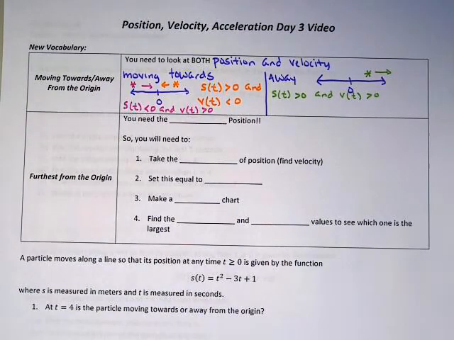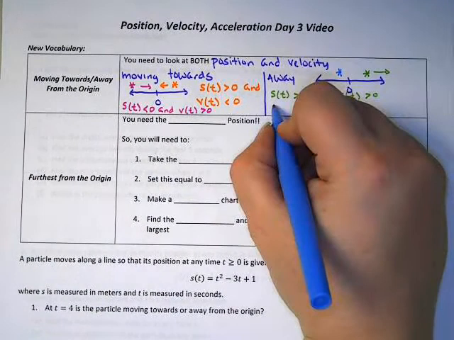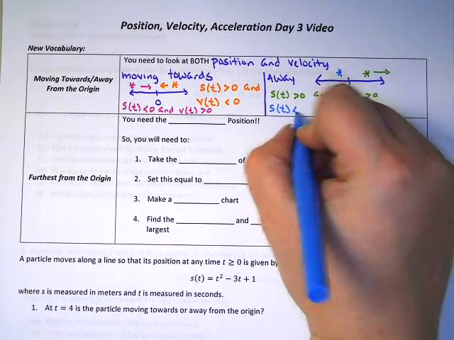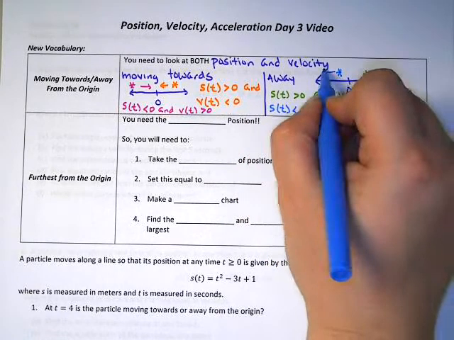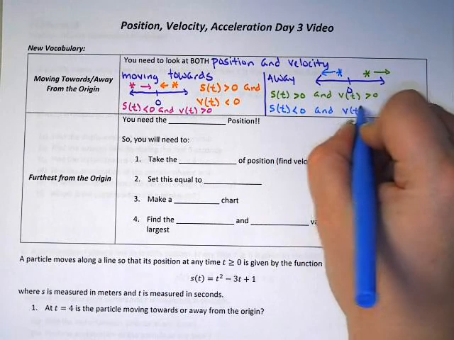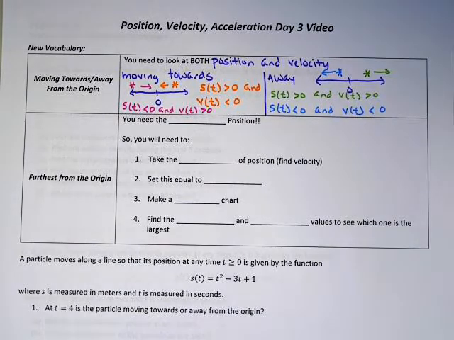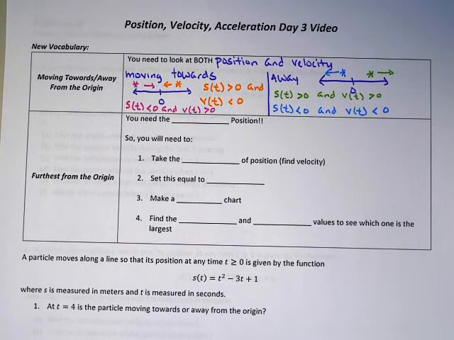The other option there could be that we start on the left, so my position, S of t, is less than 0, and I'm moving to the left, so my velocity is less than 0. Alright, I know that sounds all a little weird, but hopefully that kind of makes sense, and when we do a real example, I think it kind of clicks, so just bear with me for a little bit.